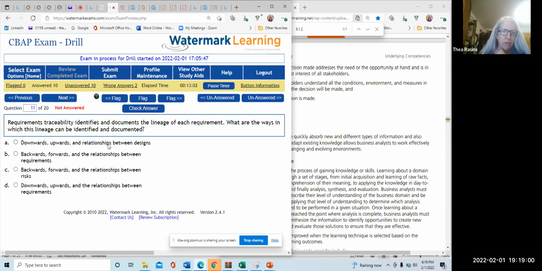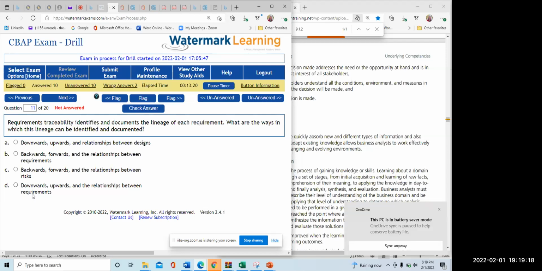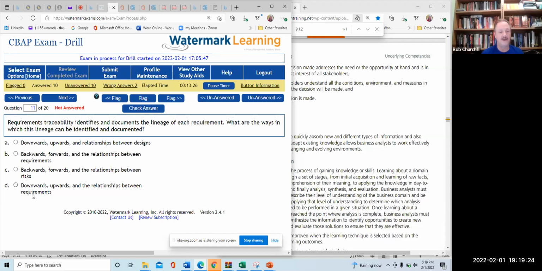Requirements traceability identifies and documents the lineage of each requirement. What are the ways in which the lineage can be identified and documented? If one of you gentlemen would read this, I'm going to go grab my power cord. I'll be right back. Documents the lineage.